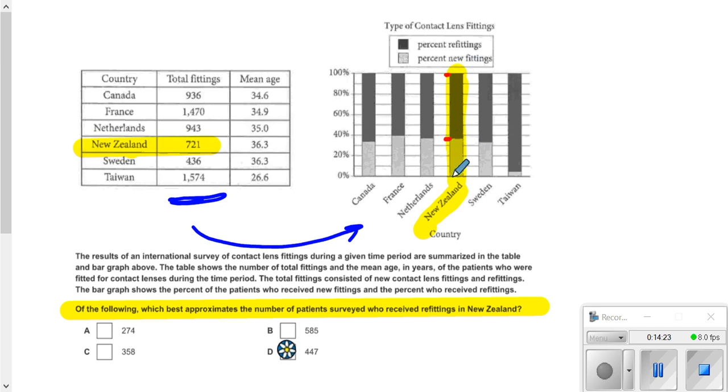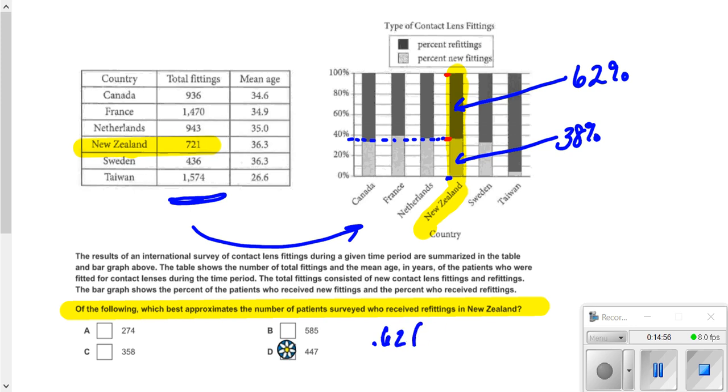So instead of reading that, I would choose to read the gray part and say, okay, that looks like the cutoff between those two colors is around 38%. So maybe this bottom part of the bar is about 38%, which would mean the top part of the bar is like 62%. So 62% of the people were having a contact lens fitting for the very first time. On my calculator, I just did 62% of 721, and I got 447.02. So that looks like it's closest to this.